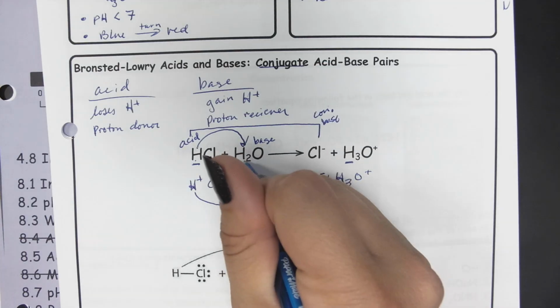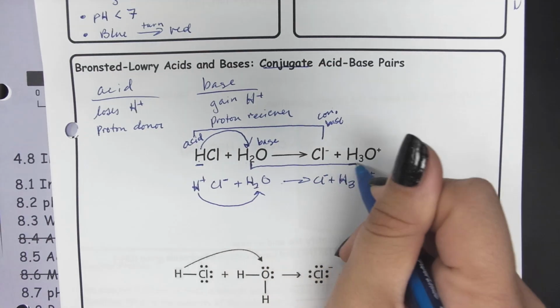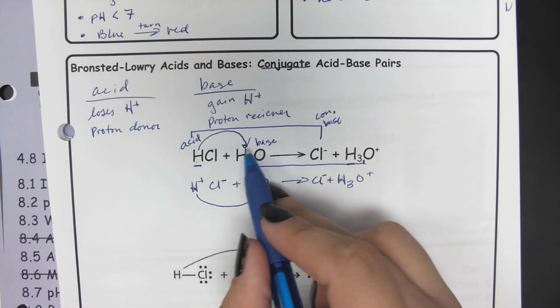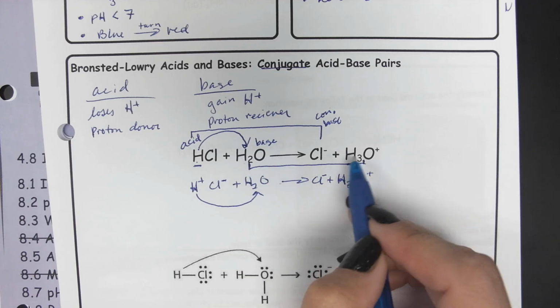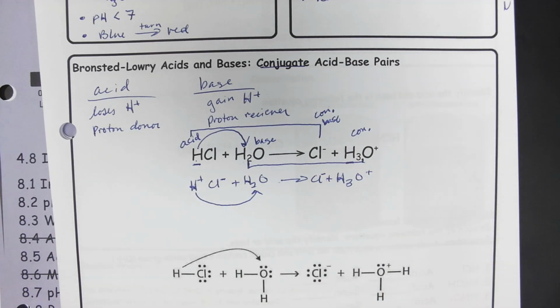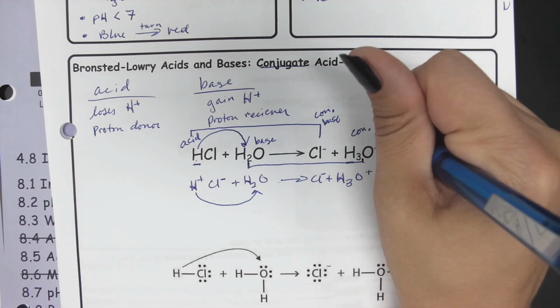Now, the water, H2O, turned into H3O+. And it started as a base, and it turns into the conjugate, and then it's the opposite. Instead of being a base, it's an acid.